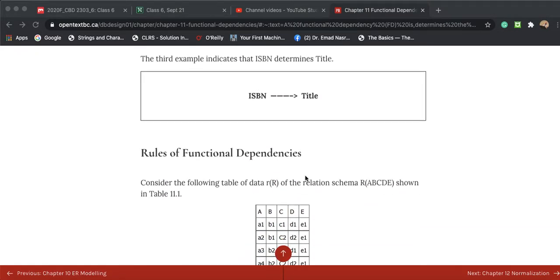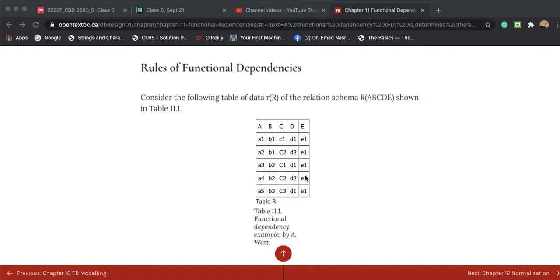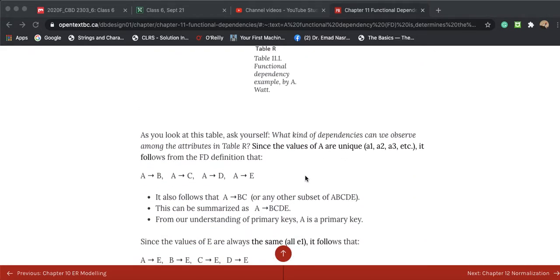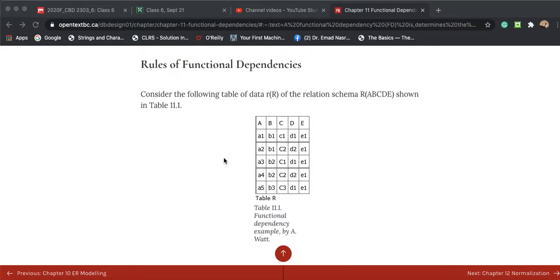We have here rules of functional dependencies. These rules are not so important for us, but let's look at this example. Suppose this is a relation R. Relation here means a table. The relation has attributes A, B, C, D, and E. These are the attributes of the relation. A1, B1, C1, these are the data, the real data.